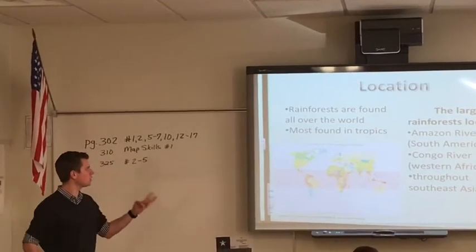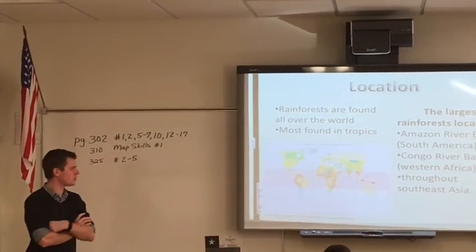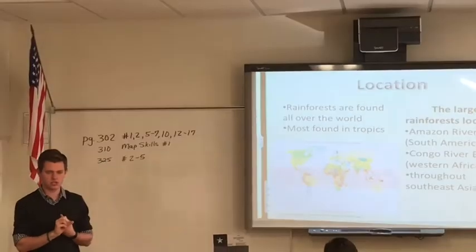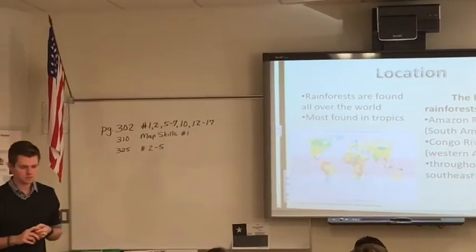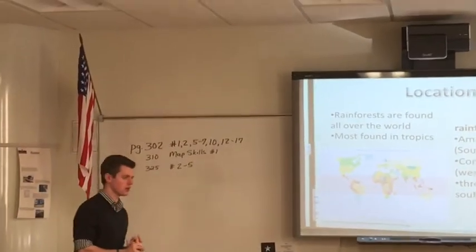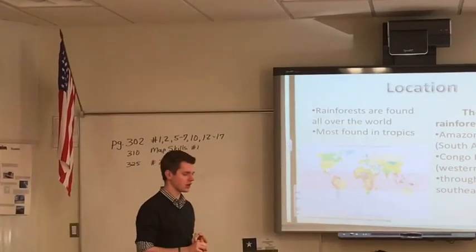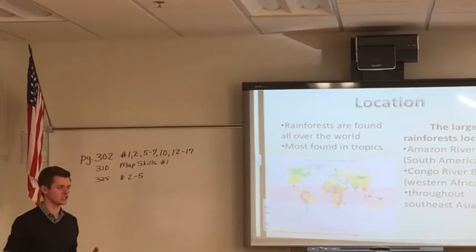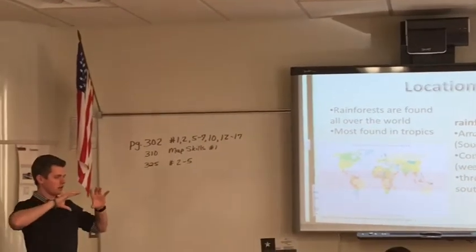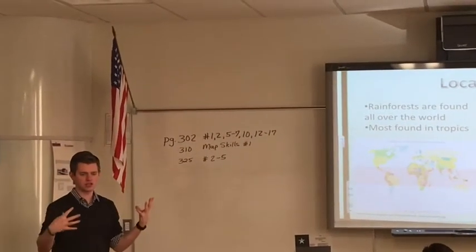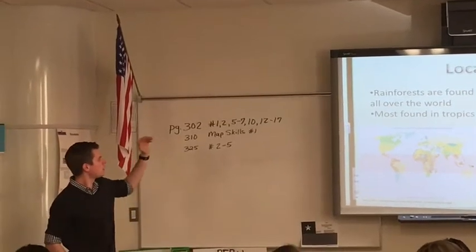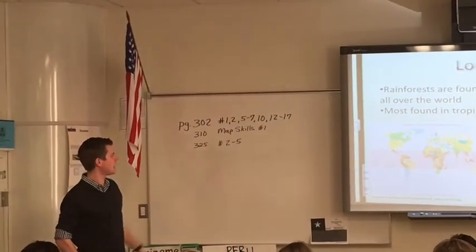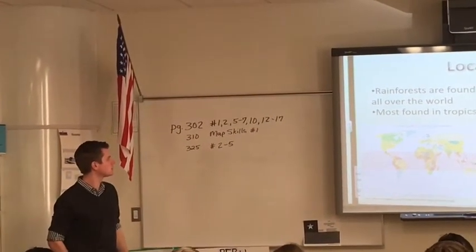Okay, so there's kind of three big rainforests in the world. The Amazon rainforest, which is the largest, and we'll talk about that today. There's also another big one in Western Africa, and a third big one in Southeast Asia. So all these are different rainforests. They're all kind of unique in their own ways. But today we'll focus on the Amazon rainforest.